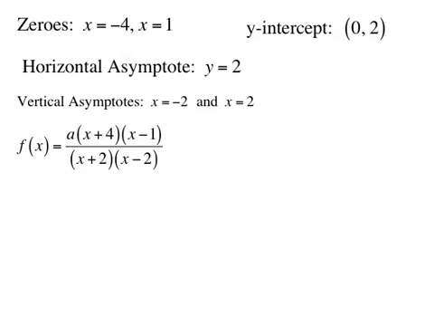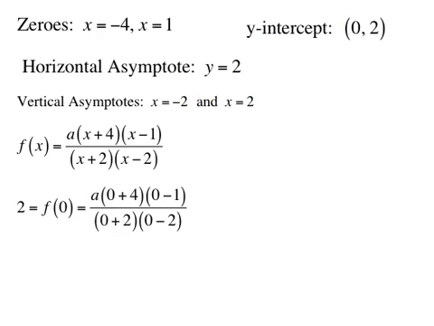Well, here's what we have. The zero is -4, so I need x plus 4 upstairs. The zero is 1, I need x minus 1 upstairs. Vertical asymptote, x equals -2, I need x plus 2 downstairs. x equals 2, I need x minus 2 downstairs. But there's going to be some multiplier here, a, that I'm going to be able to use. You can probably see right away what it's going to be based on the horizontal asymptote. But I'm going to use the y-intercept.